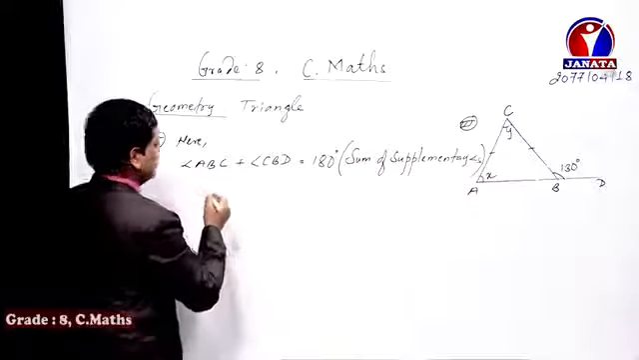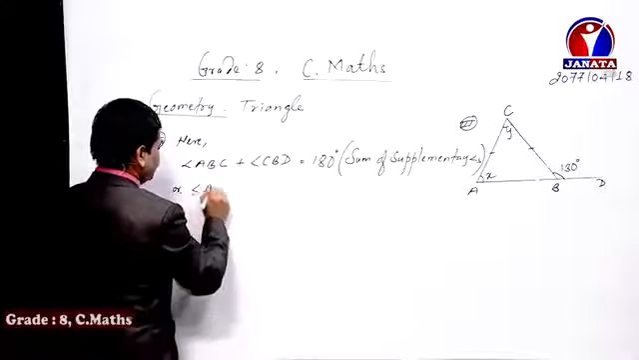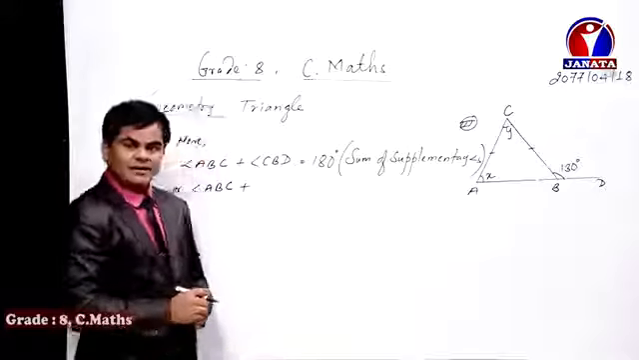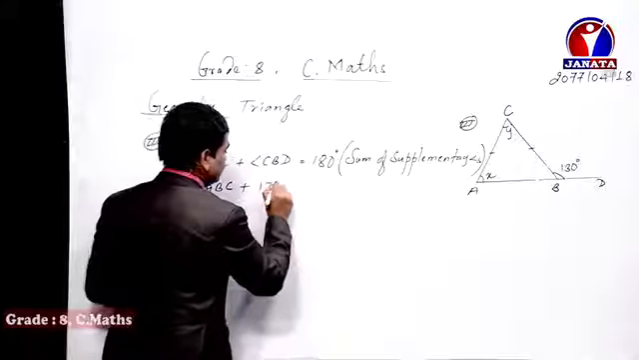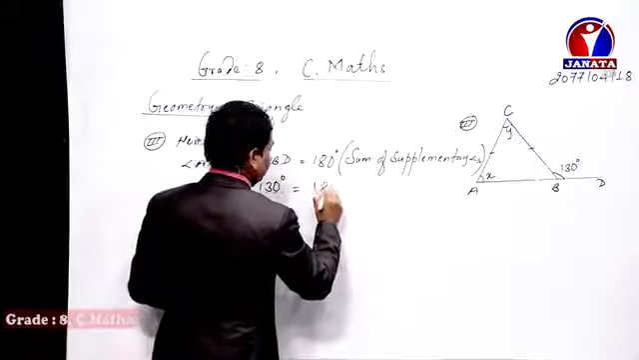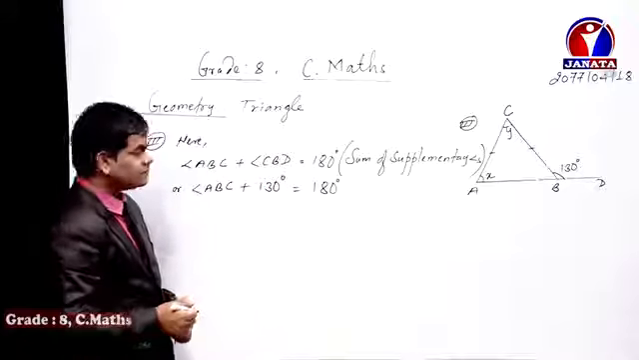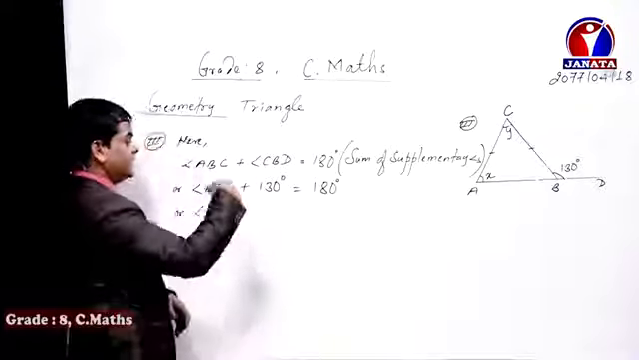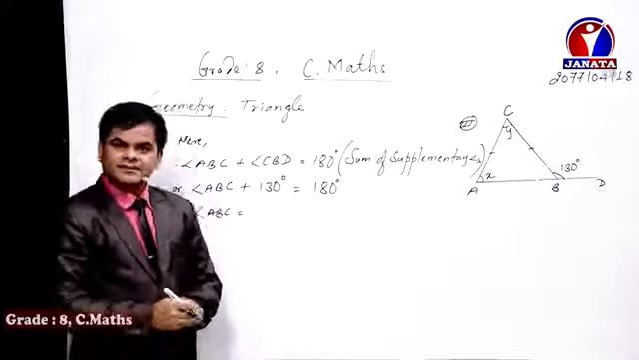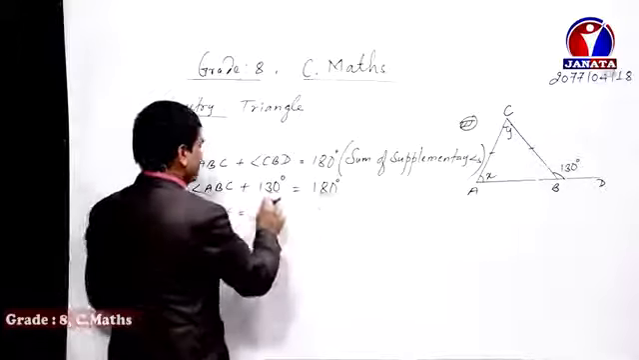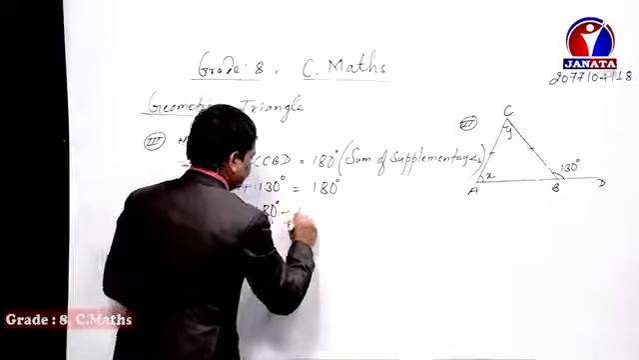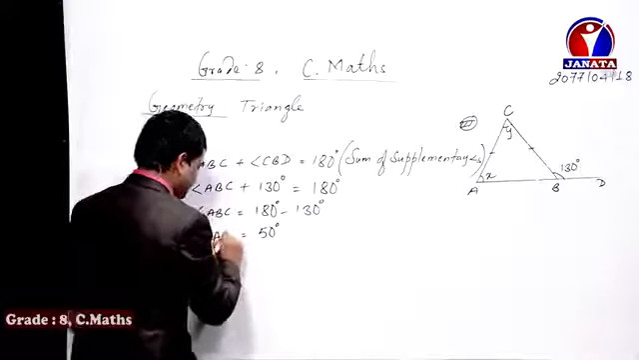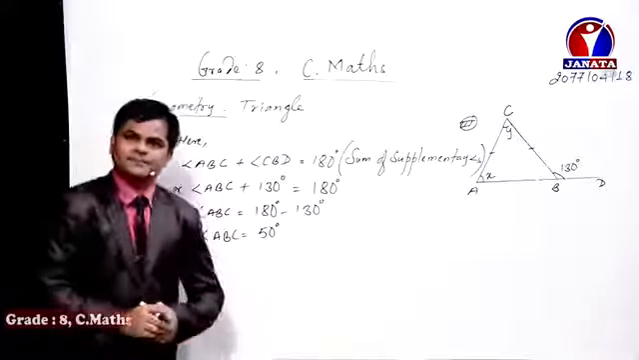Now this angle ABC had to be found out, so we keep angle ABC, and then in the place of angle CBD, the value is given as 130 degree, so we keep here 130 degree. Now it equals 180 degree, isn't it? Now dear student, angle ABC equals 180 degree minus 130 degree. By taking that side, it will be minus, isn't it? So 180 degree minus 130 degree came as 50 degree. So we got the value of angle ABC as 50 degree.